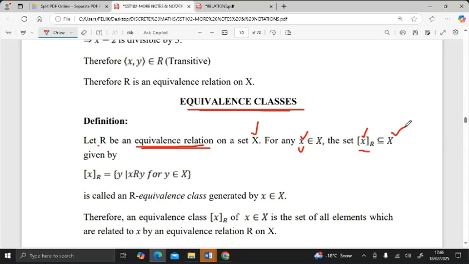And we told that for any member of X, the set, look at this, what is inside this? It is that small x, that member of X. And meaning therefore, and it is important to know this, that this equivalence class is a subset of X, not a member, but a subset of X. So it means an equivalence class is not a subset of the relation. It is a subset of this set X.